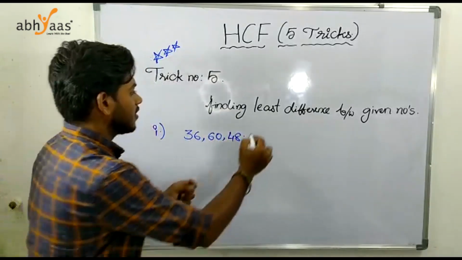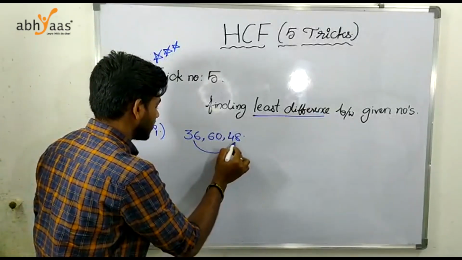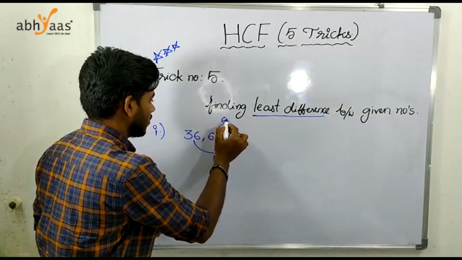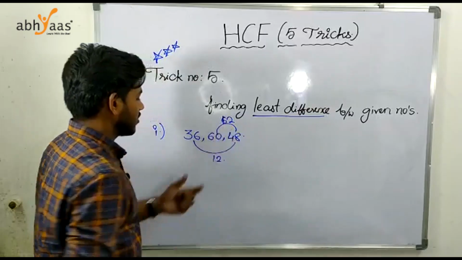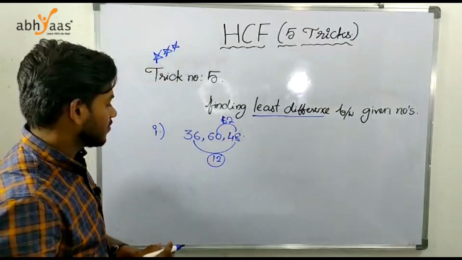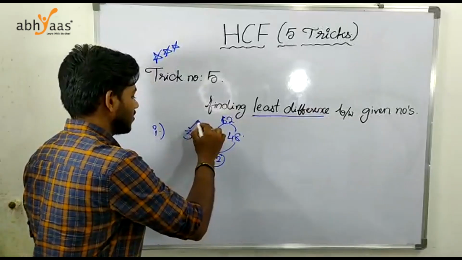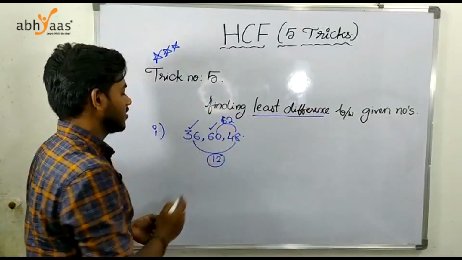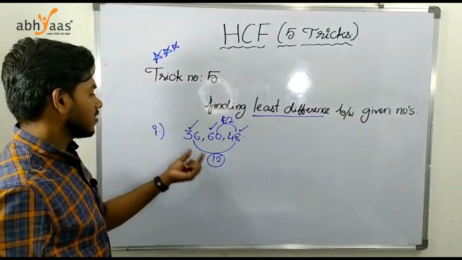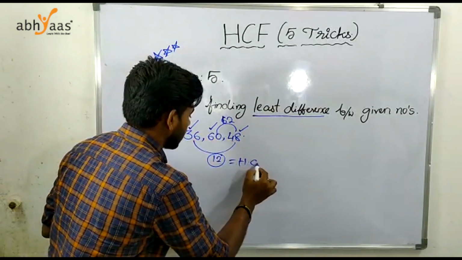Here we need to find out the least difference between these numbers. The difference between 36 and 48 is 12, and the difference between 48 and 60 is also 12. So this is going to be the least difference, right? So take this out and check whether it is a common factor of these numbers or not. Is 12 a factor of 36? Yes, it is a factor. Is 12 a factor of 60? Yes, it is a factor. Is 12 a factor of 48? Yes, it is a factor. Since 12 is a factor of 36, 60 and 48, hence the HCF is equal to 12.